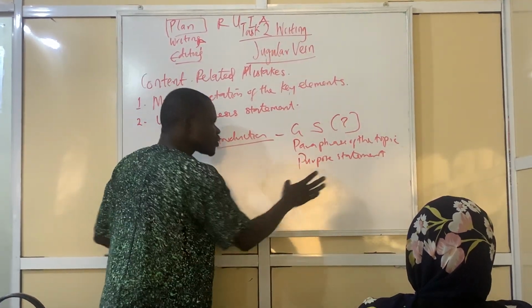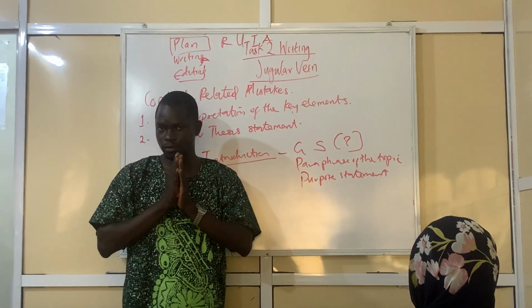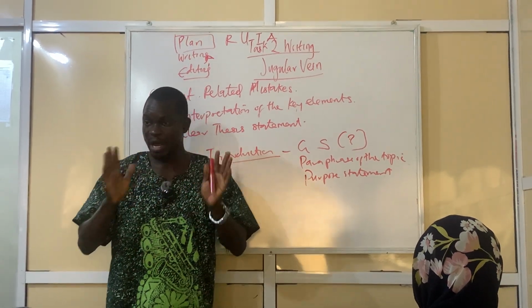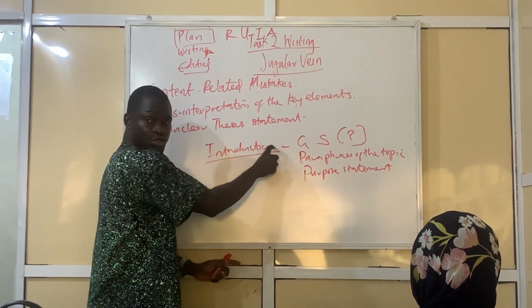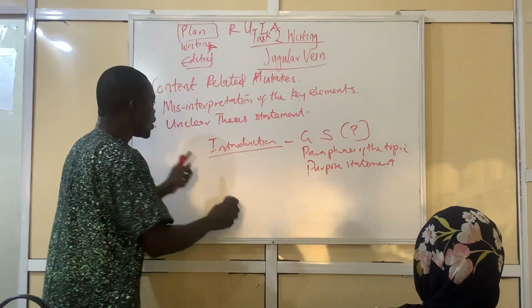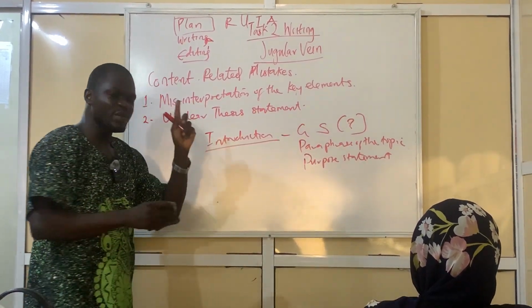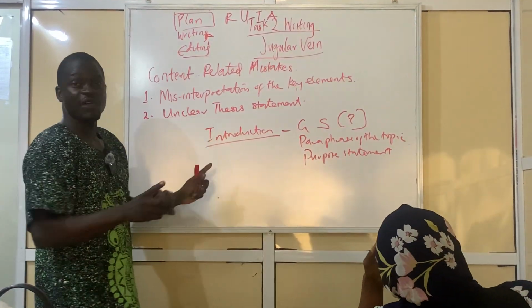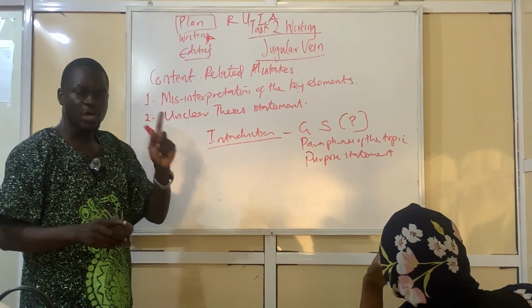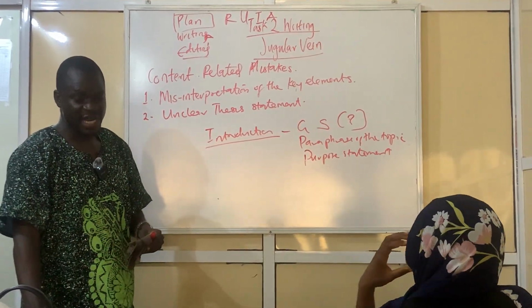So your purpose must be very clear and unambiguous in your introductory paragraph. So if it's not clear, it will be bringing down your mark in your overall score. It will be difficult for you to have 7 in your writing. So please, let's get that one enough.